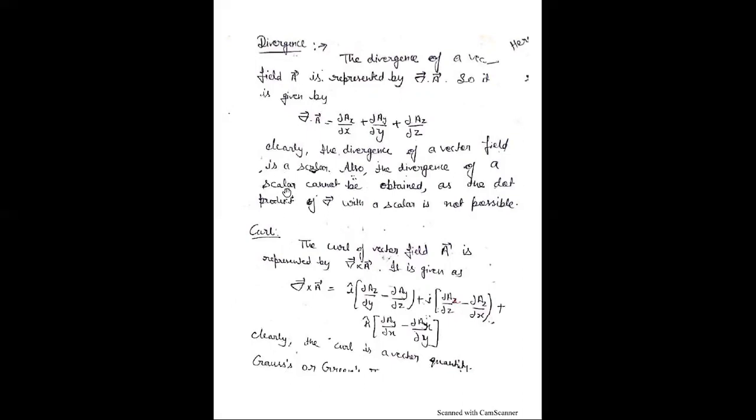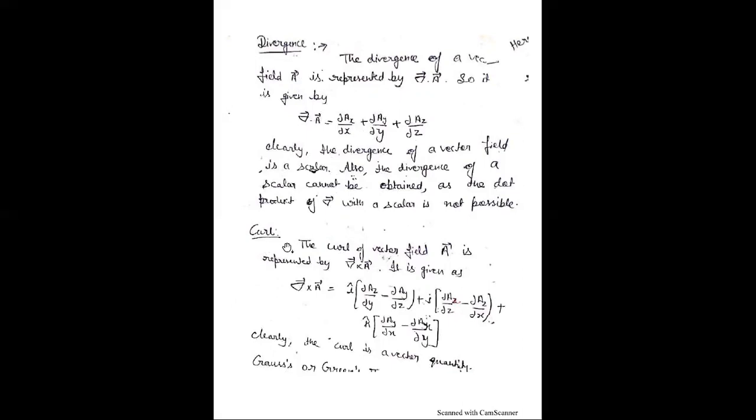Also, the divergence of a scalar cannot be obtained, because if A is a scalar, there is no component of A, meaning there is no unit vector in A. Therefore, the divergence of a scalar is not possible.